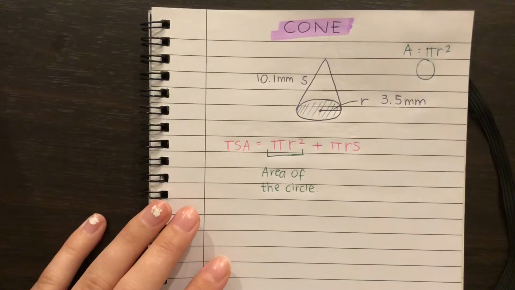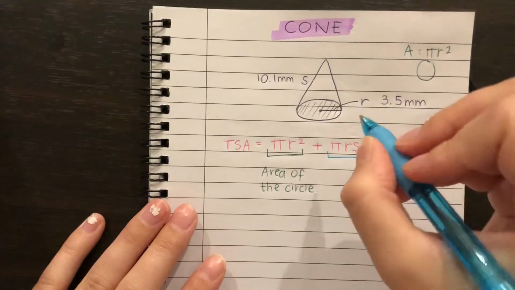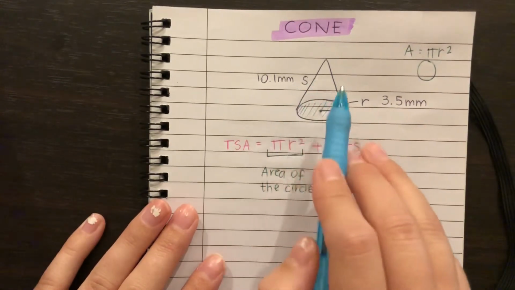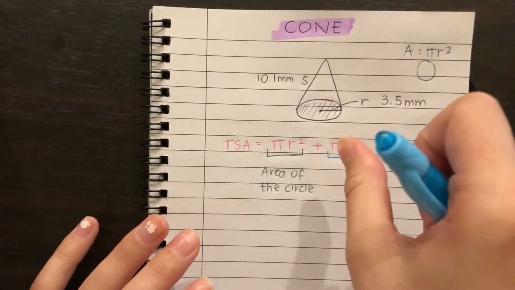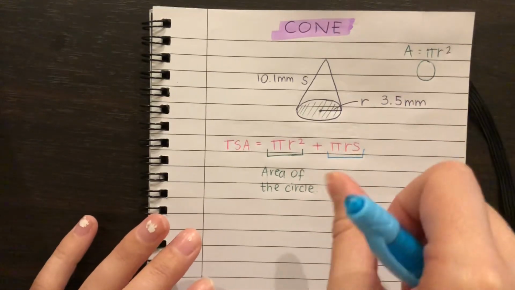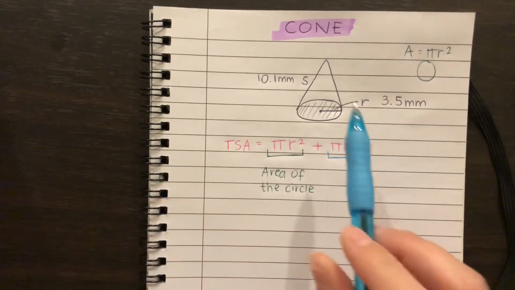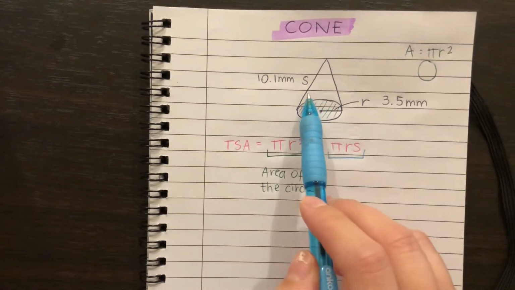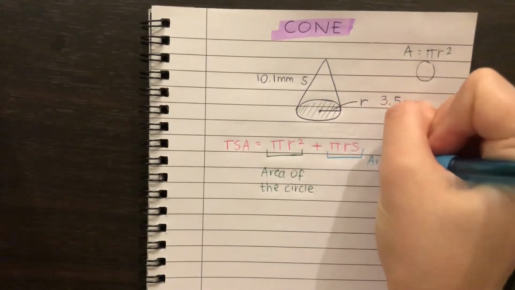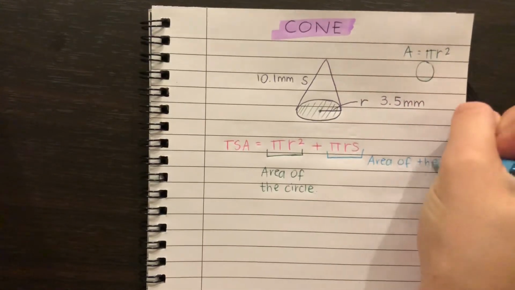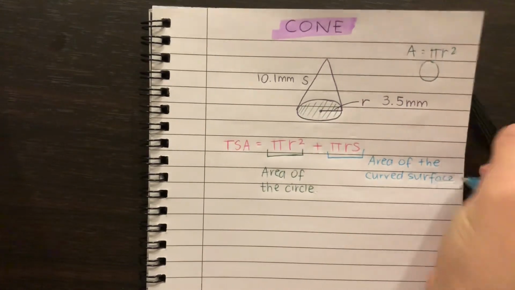The second part of the formula, which is the pi rs part, that is the area of the remaining leftover of this curved part of the cone. So imagine you're holding your drumstick cone right now. That part of the cone that you're holding onto, that whole entire curved surface, the pi rs is the formula for the area of just that curved cone part. So I'll write this is the area of the curved surface of the cone.